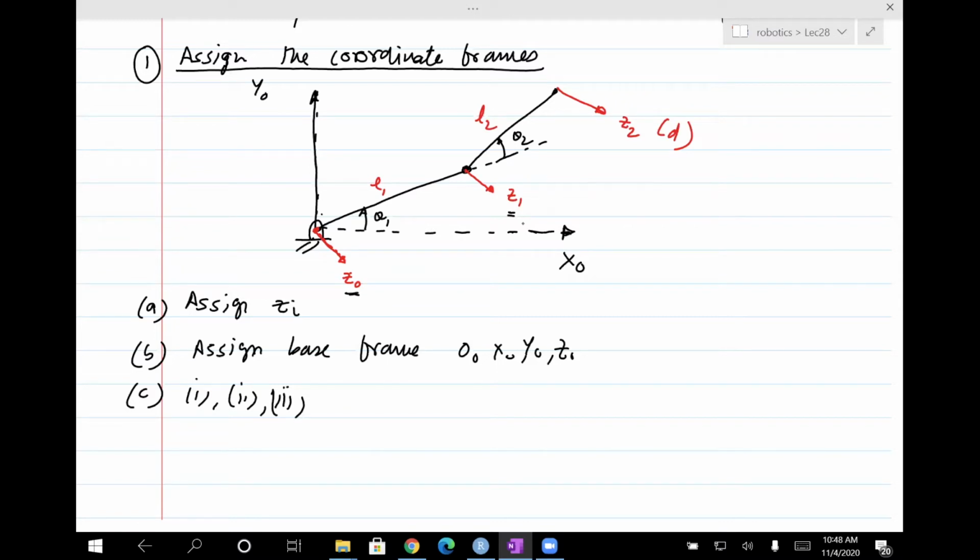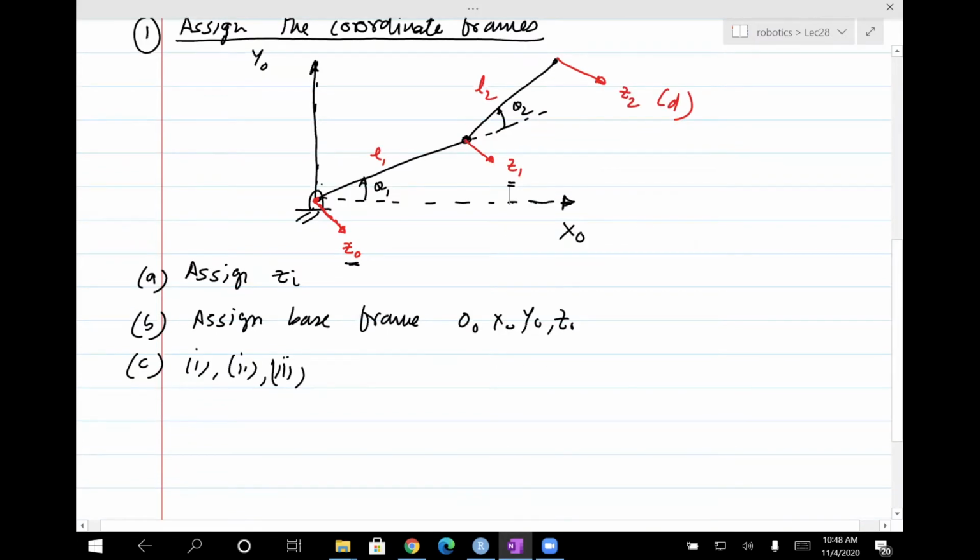The axes z0 and z1 are actually parallel to each other, right? Because this z0 is pointing out of the plane of the paper, and same for z1. So really, the first one doesn't apply. The third one, which is whether z0 intersects z1, does not apply. The only one which is true is the second one.